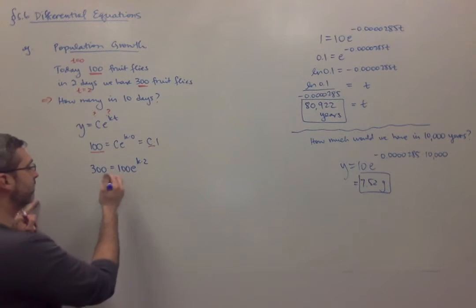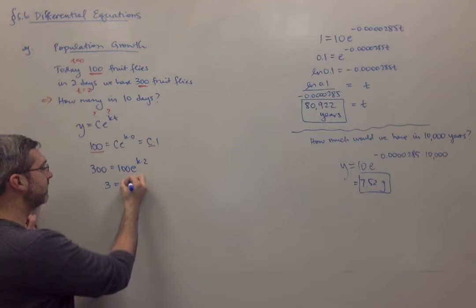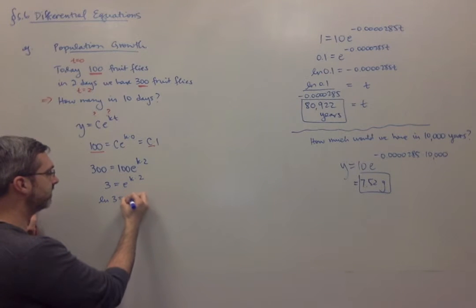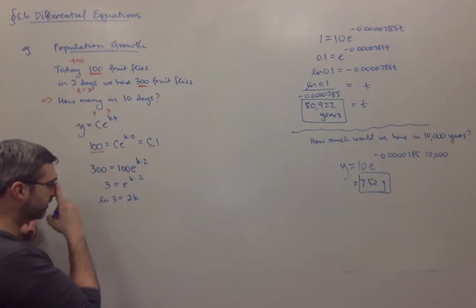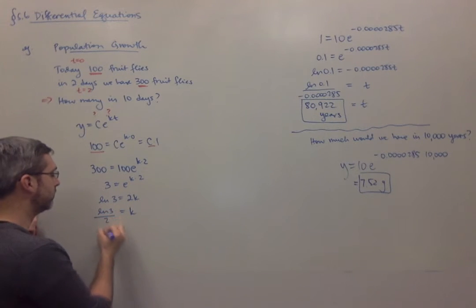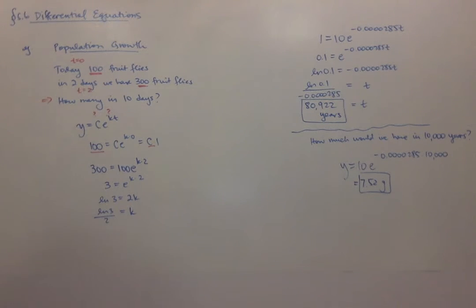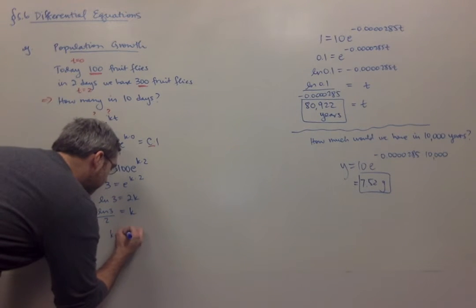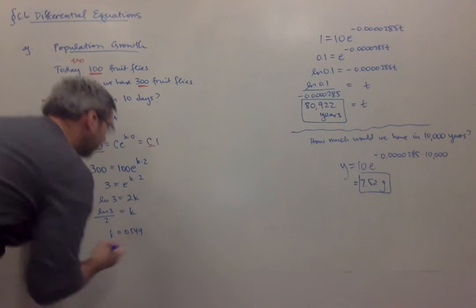Let's divide by 100, so we get 3 equals e to the k times 2. Let's take the natural log of both sides, and the natural log gets rid of the e, so we've got natural log of 3 equals 2k. K is natural log of 3 over 2, which, if I calculate that, is about 0.549. So k is about 0.549.